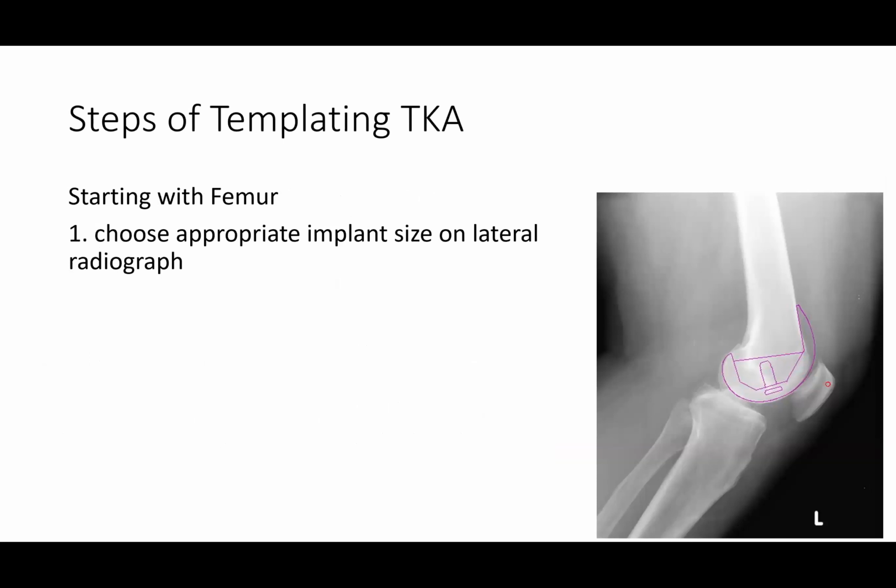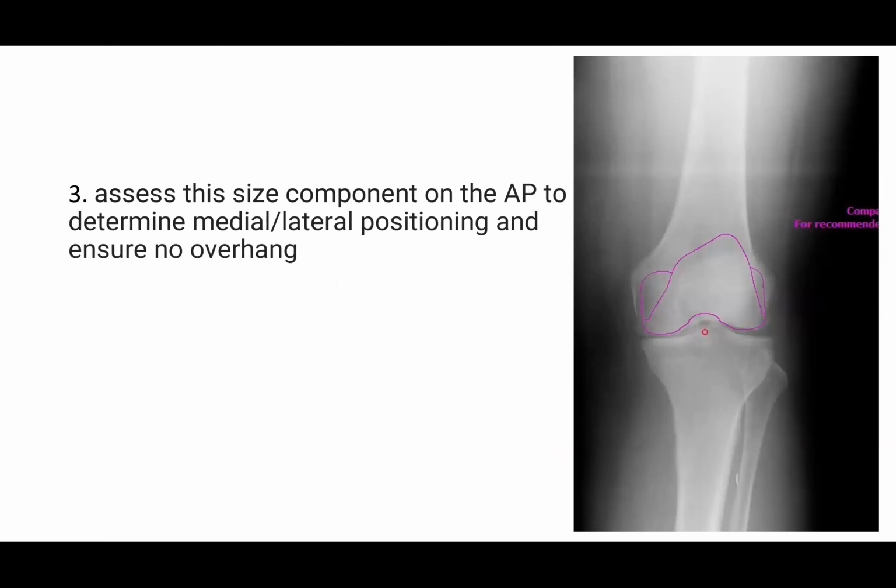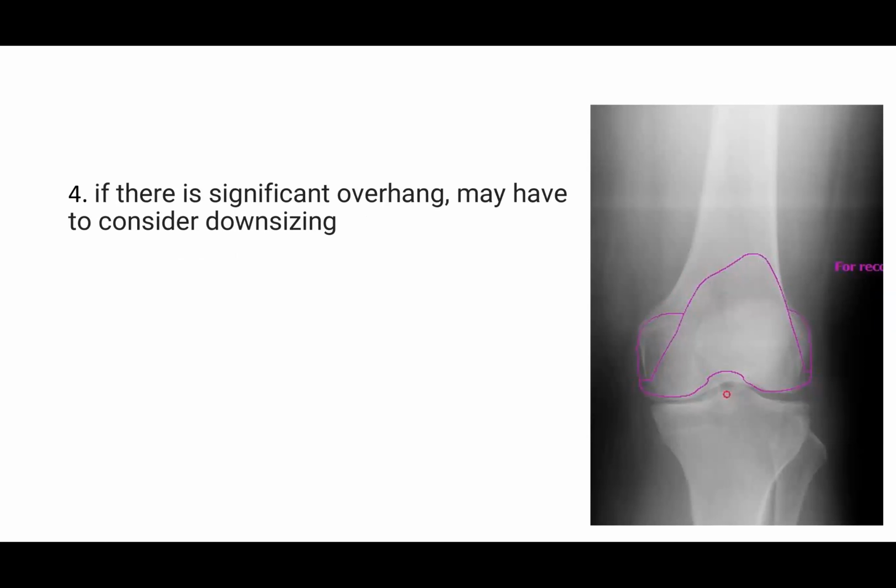Steps of templating. Starting with the femur, we should choose the appropriate implant size on the lateral radiograph, and then restore the posterior condylar offset and anteriorly avoid notching. Then assess the size of the component on the AP radiograph and also determine the medial lateral positioning and ensure there is no overhang. If there is a significant overhang, we have to consider downsizing.